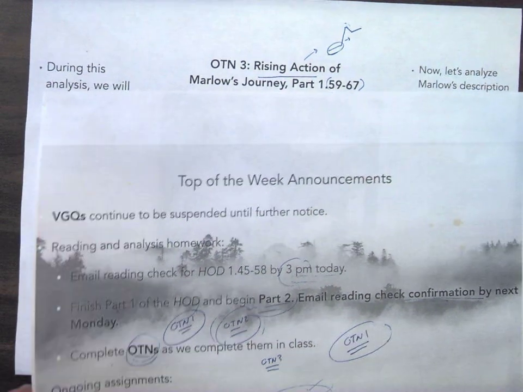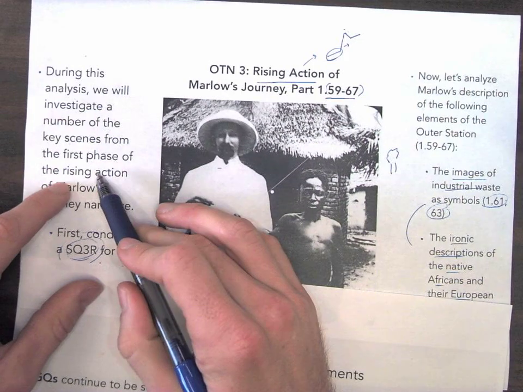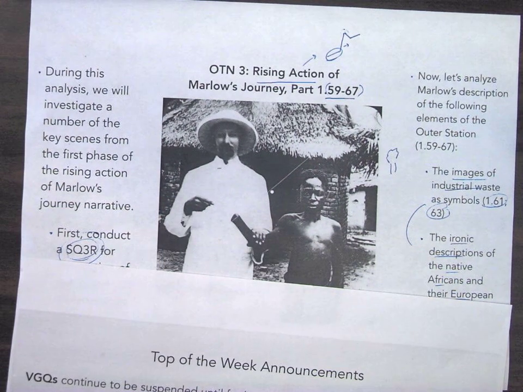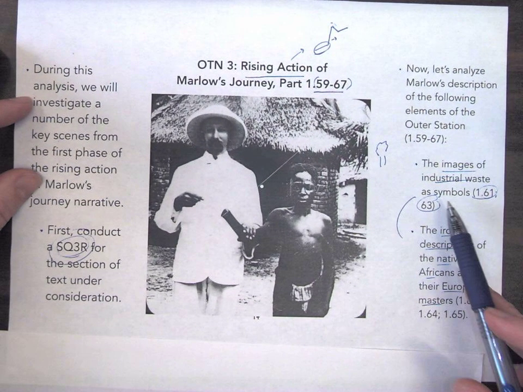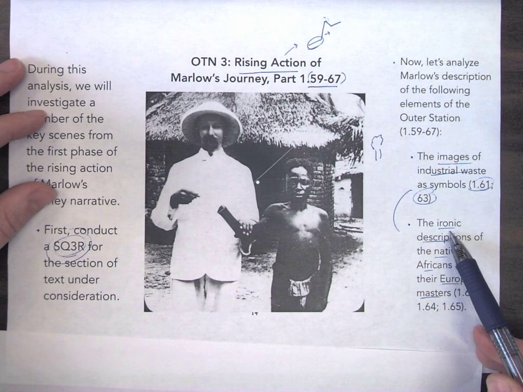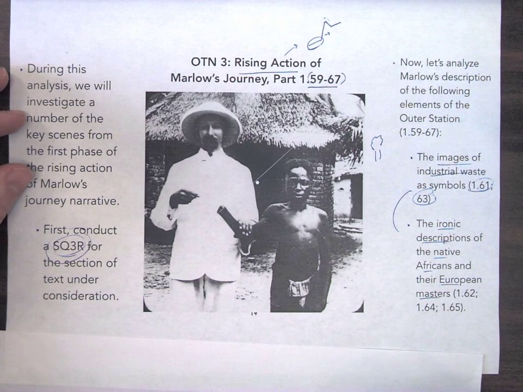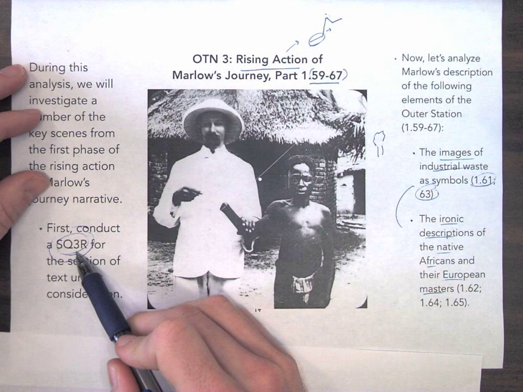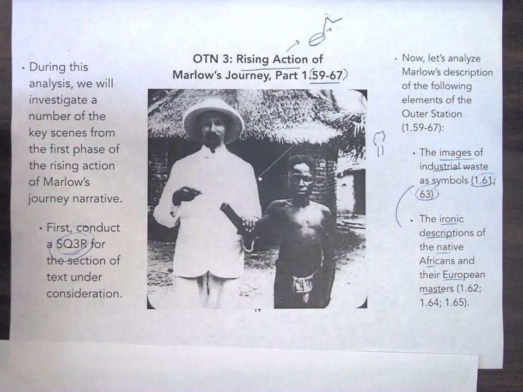During this analysis, we're going to investigate a number of key scenes from the first phase of the rising action of Marlowe's journey narrative. But before we analyze some images of industrial waste, and the ironic descriptions of the native Africans and their European masters in this scene, we're just going to conduct an SQ3R today. So today is going to be relatively light and relatively quick.